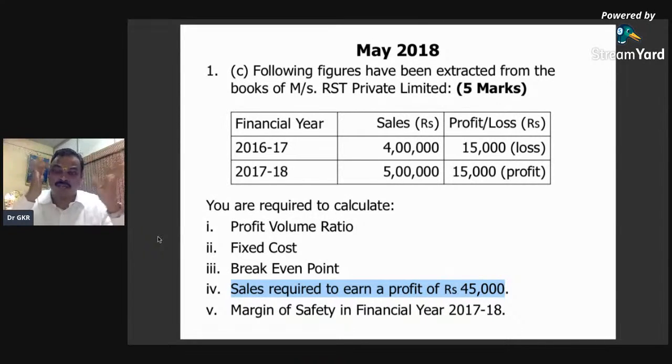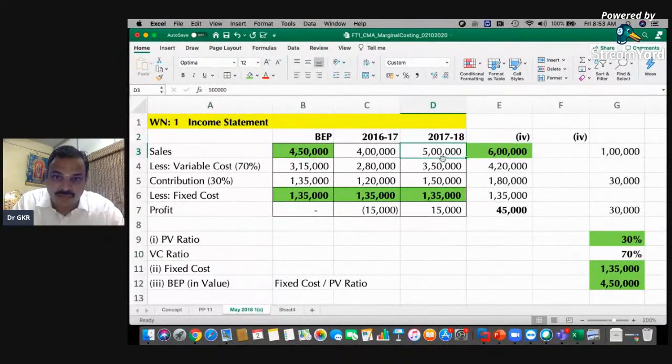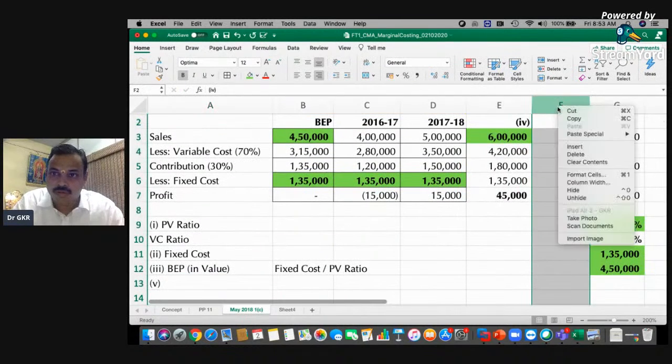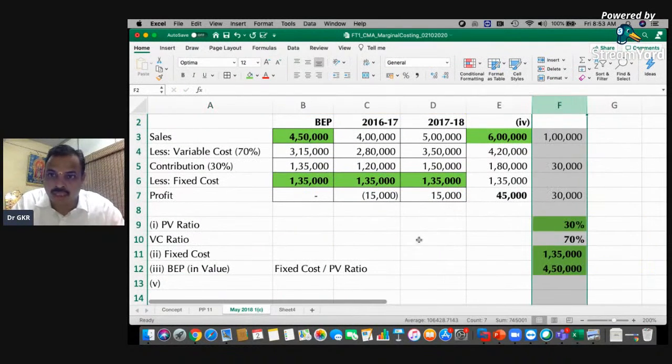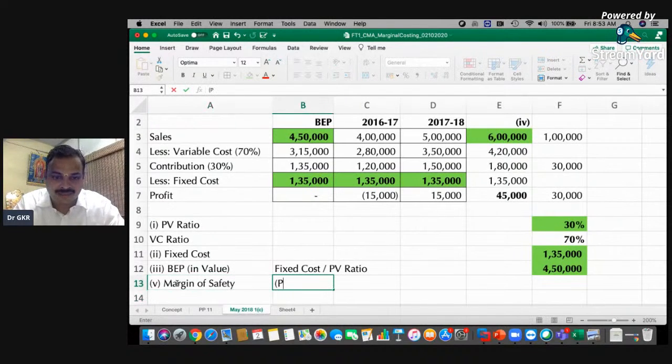That income statement. Okay. Margin of safety for the financial year 17-18. So where is 17-18? It is here. So margin of safety is your item number 5. Yeah, 5, because item 4 is here. So here there is no additional question. So what is item number 5? Margin of safety. Now all of you know that margin of safety means your present sale, otherwise actual sale, minus your break-even sale.